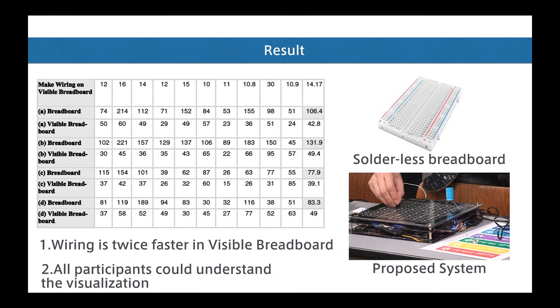So this is the result: the wiring is twice as fast with the visible breadboard as with the normal solderless breadboard. Wiring on the solderless breadboard is slow, and the circuit on it has a different shape from the circuit diagram. But the proposed system has the same shape as the circuit diagram, because we can make the wire with fingers. And in the second result, all participants could understand the visualization, and they never mistook VCC, middle voltage, and ground. They can see the 3 voltages.